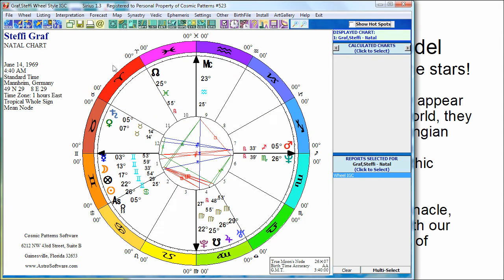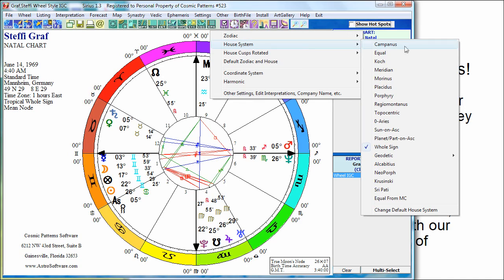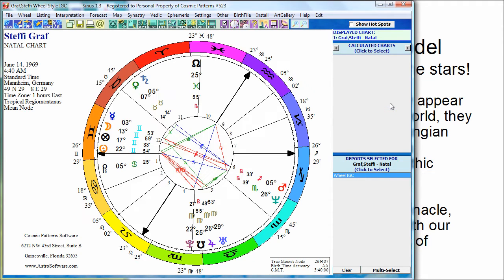So let's go ahead and change Steffi's chart back to a quadrant house system. So I'll go to Settings, House System, and select, well, it doesn't matter. Let's select Regiomontanus. So there's Regiomontanus houses.